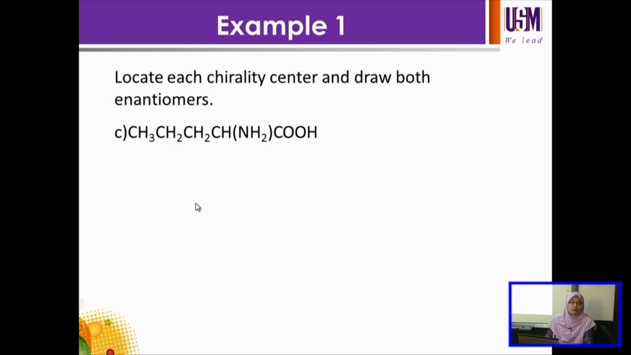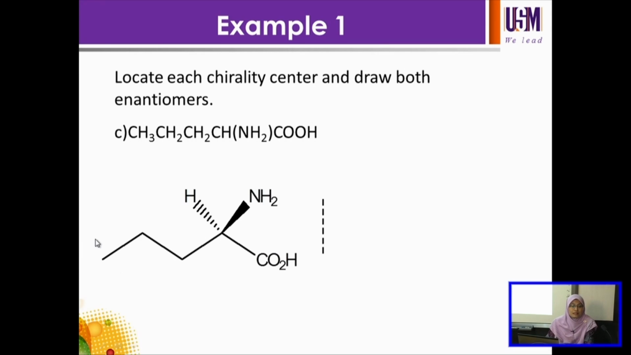Okay, what about this one? Now we have 4 carbon, including this carboxylic acid, and also we have an amine group here. So we can draw its 3D structure.